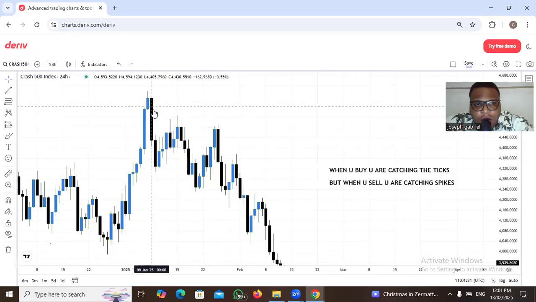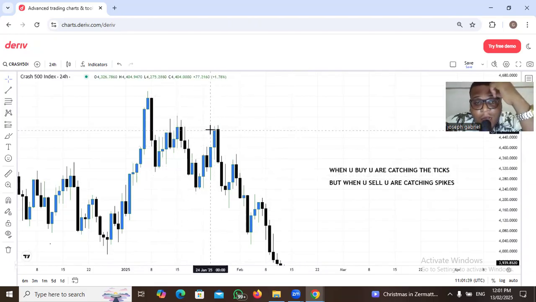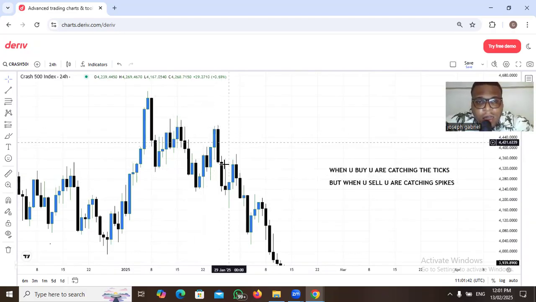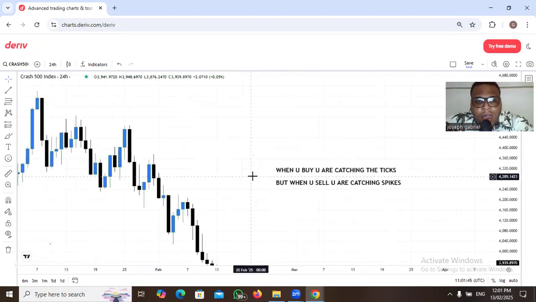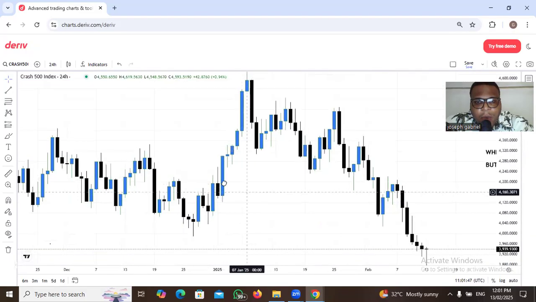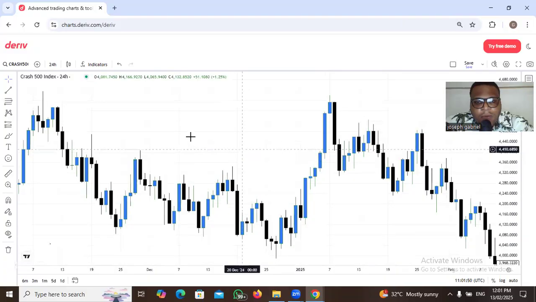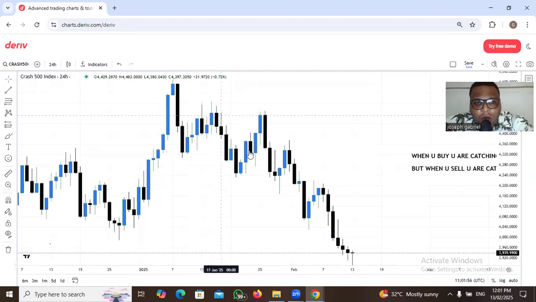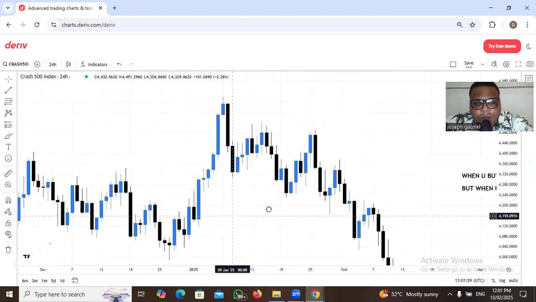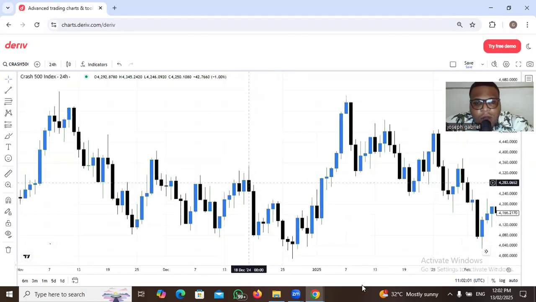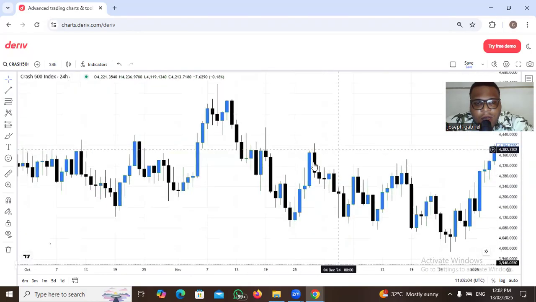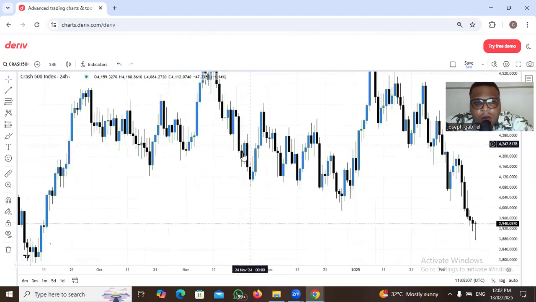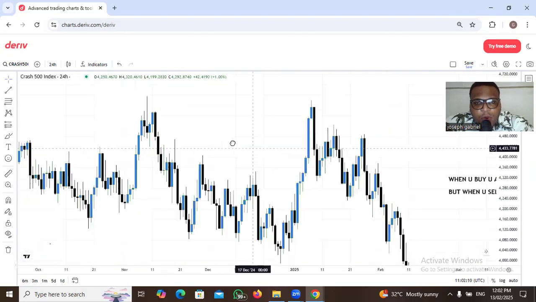Now, if you look at the sells, all these are the sell candles. So when you are taking a sell on the crash, you are catching spikes. When you buy, you are taking the ticks. Don't forget, when you sell, you are catching spikes, and when you buy, you are catching the ticks. So it's very, very simple, guys.